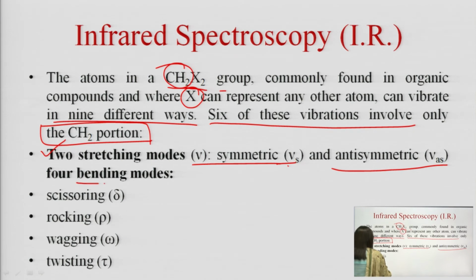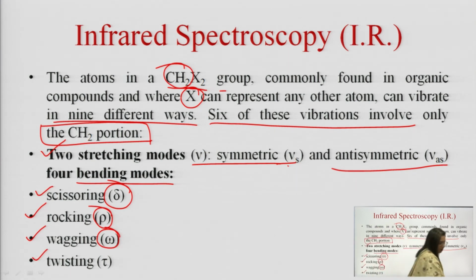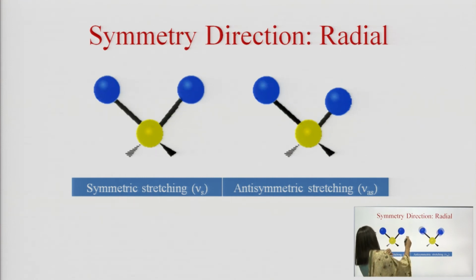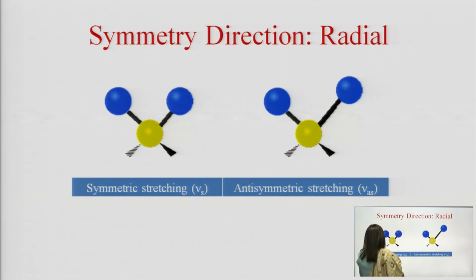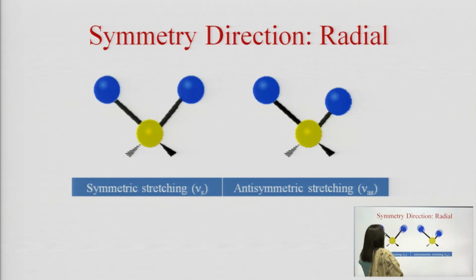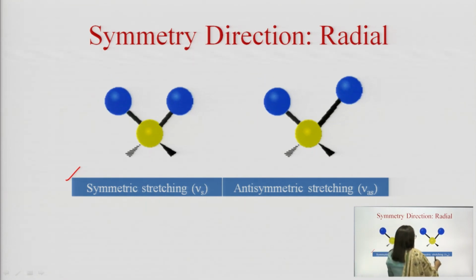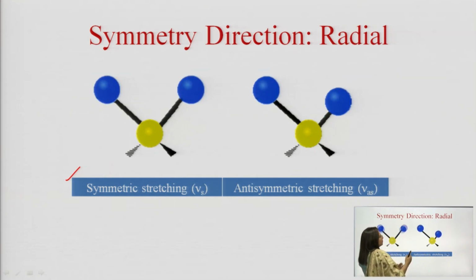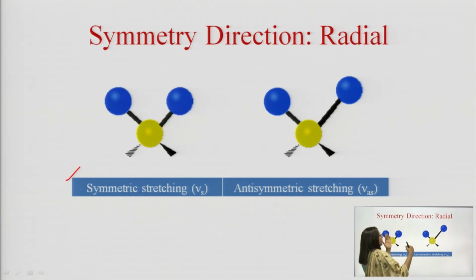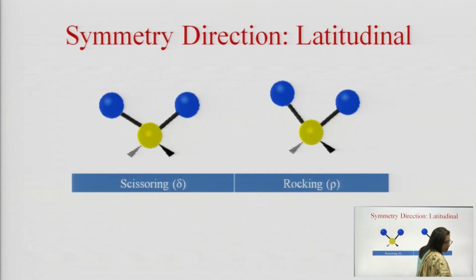and 4 bending modes, that is scissoring, written as delta, rocking as sigma, wagging omega, twisting tau. So, these are the various vibrational modes. Here we can see the radial movement: symmetric stretching, that means in the similar direction the stretching is taking place. Anti-symmetric stretching, that means in the opposite direction the stretching is taking place.